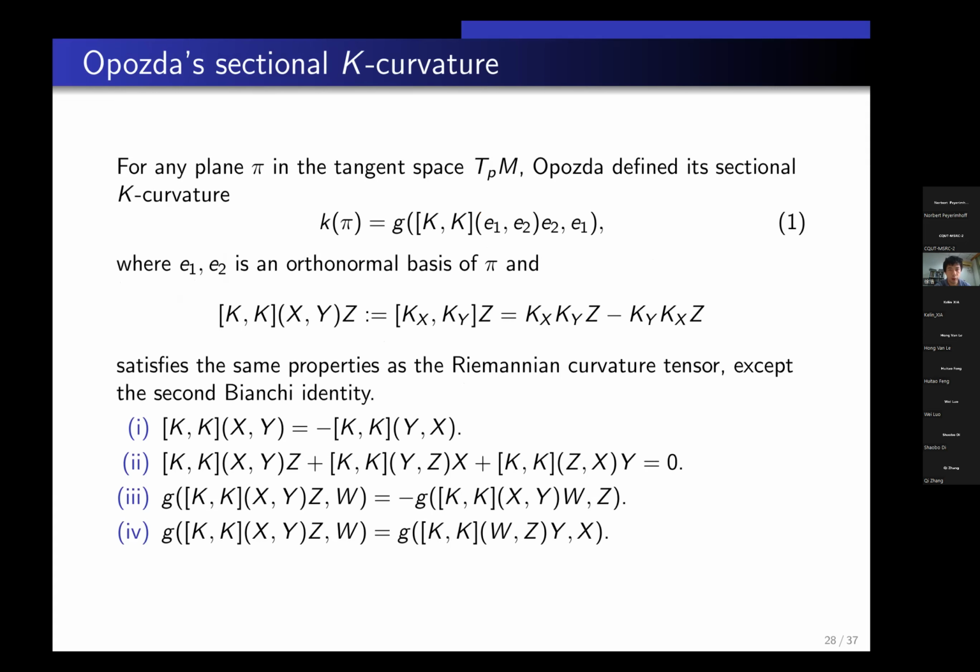For a statistical manifold, we can have a concept of so-called K-curvature. By definition, we use the bracket of K with K, which just means we take the bracket of the K operator. So this is a natural definition. And why do we call it curvature? Because it has the same properties as the Riemannian curvature tensor, but the second Bianchi identity may not be satisfied. We have the first Bianchi, but not the second. So the K curvature tensor also satisfies these familiar properties.